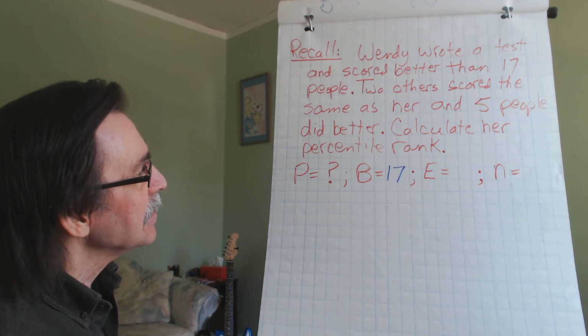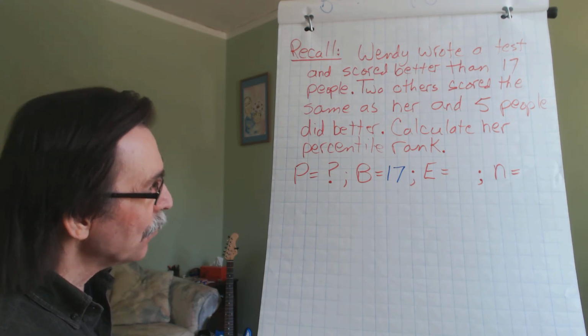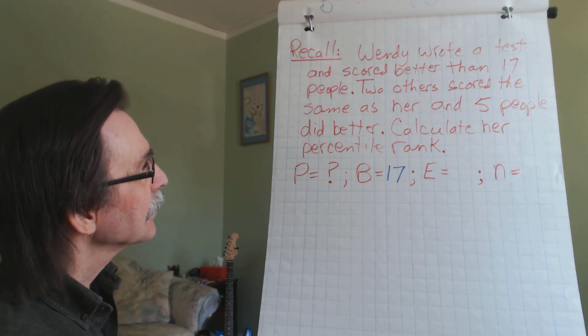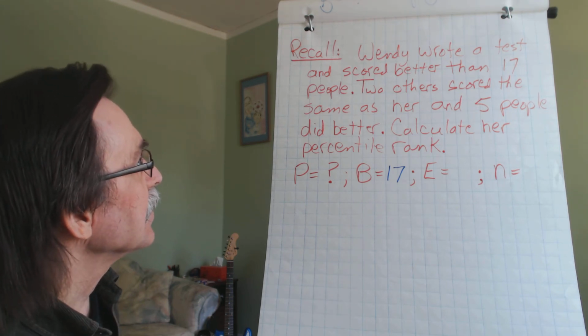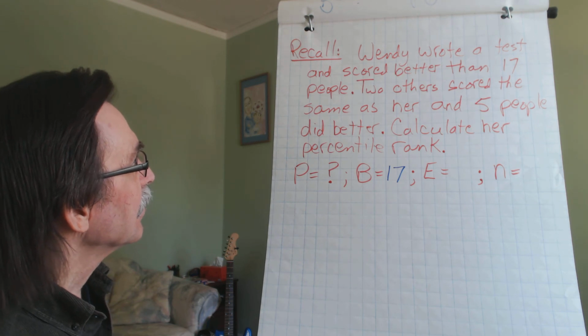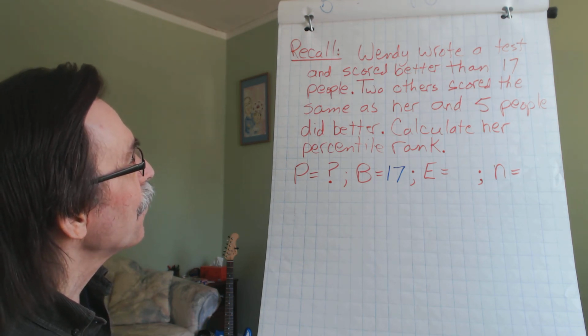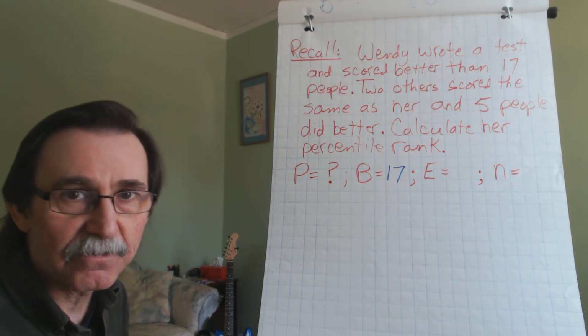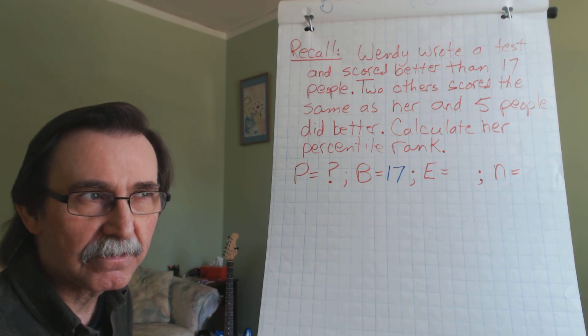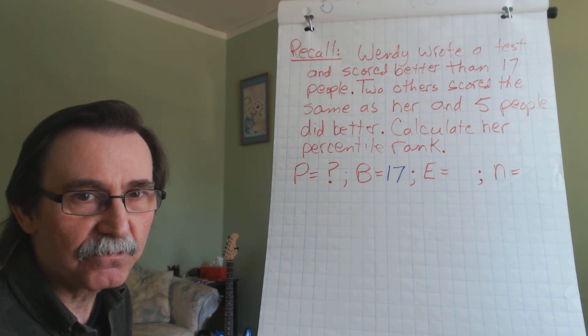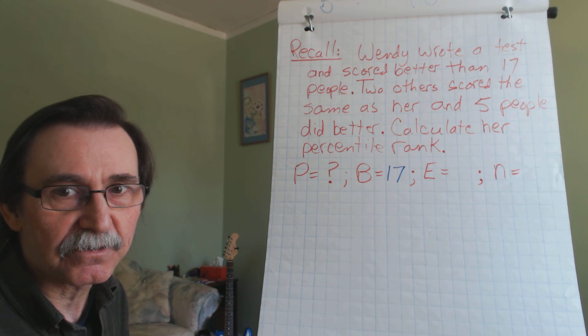Let's see. E, that's the one that causes the most confusion. Let's see what else we can see out of this. 2 others scored the same as her. So 2 others scored the same as her.